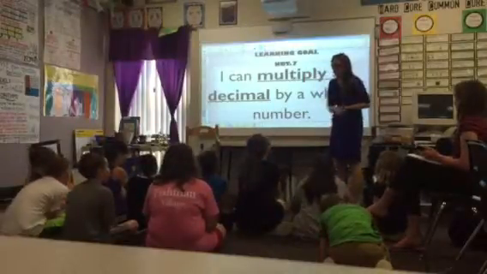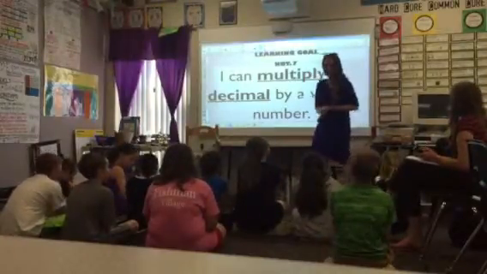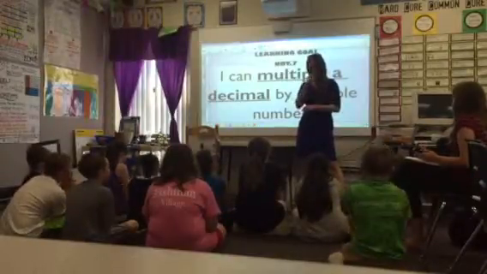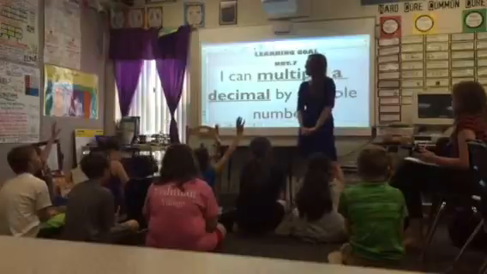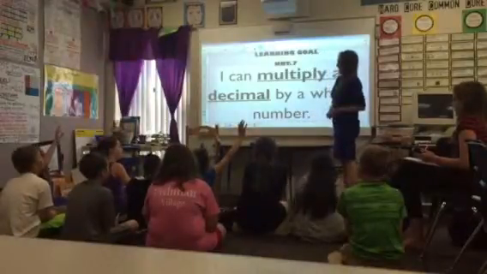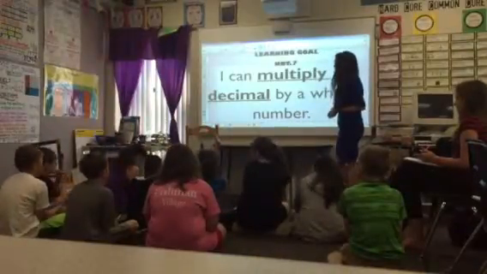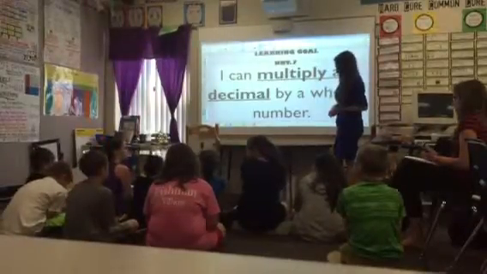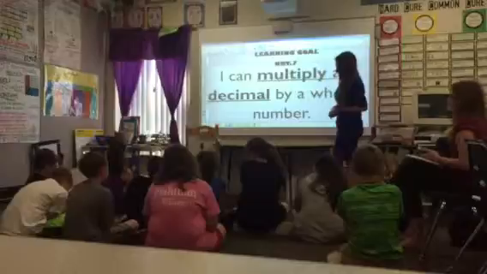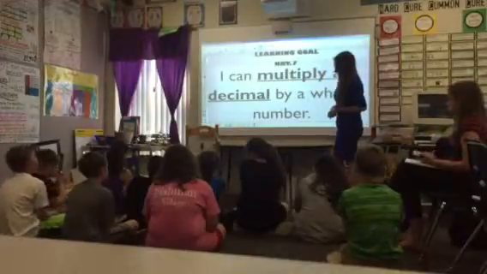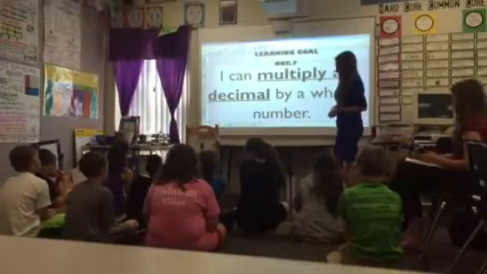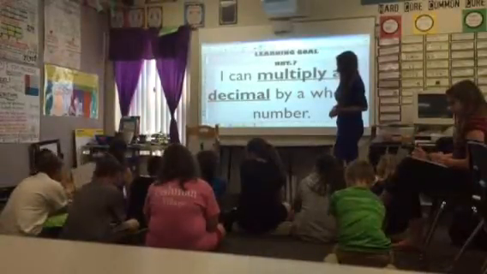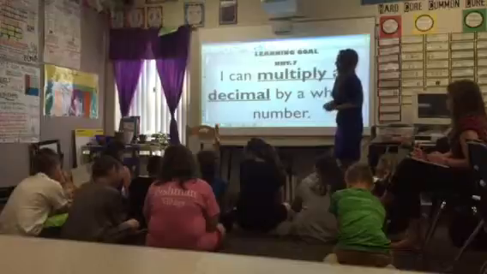Alrighty, so today we're going to continue working on multiplying decimals by a whole number. Who can tell me what they remember about multiplying decimals by a whole number? What do you remember? Ariana. When you multiply a decimal by a whole number, the answer becomes a decimal. Like, let's say you have 3 wholes times 0.08. Then it would become 0.24, not 24 or 2.4.